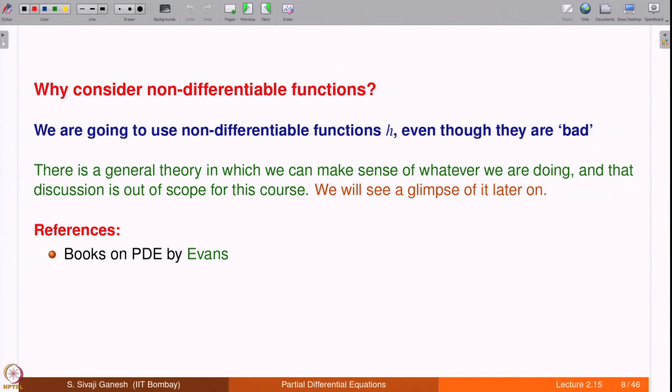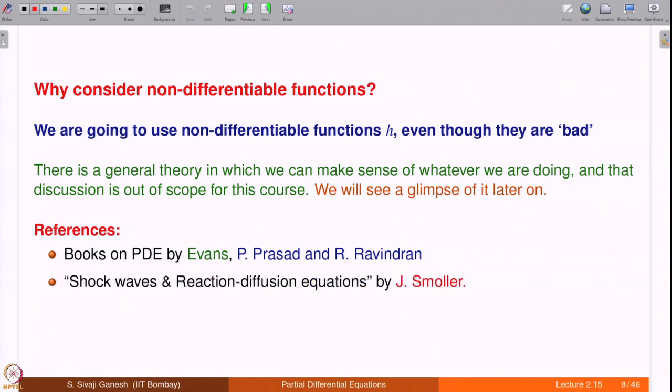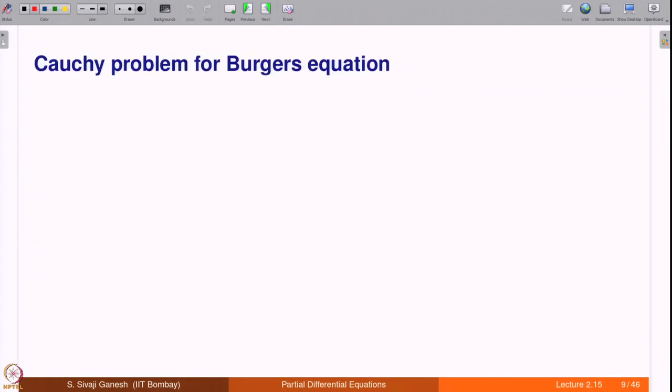References are books on partial differential equations by Evans or Prasad and Ravindran. And there is a book by Smoller, Shock Waves and Reaction-Diffusion Equations. There are also many more beautiful books written on this kind of material.